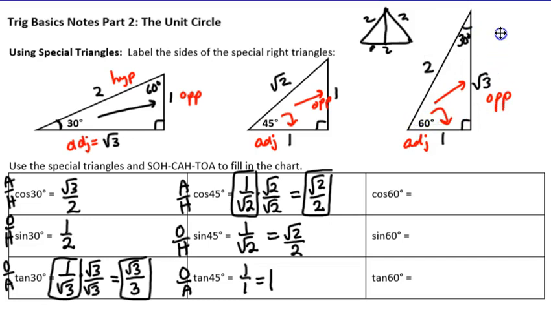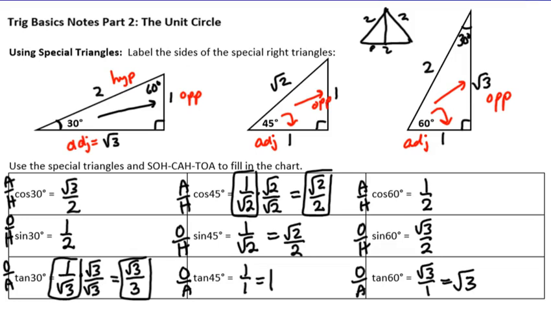Okay, so cosine of 60 now is 1 over 2. Sine of 60 then is opposite over hypotenuse, which would be square root of 3 over 2. And tangent is opposite over adjacent, which is the square root of 3 over 1, or the square root of 3.